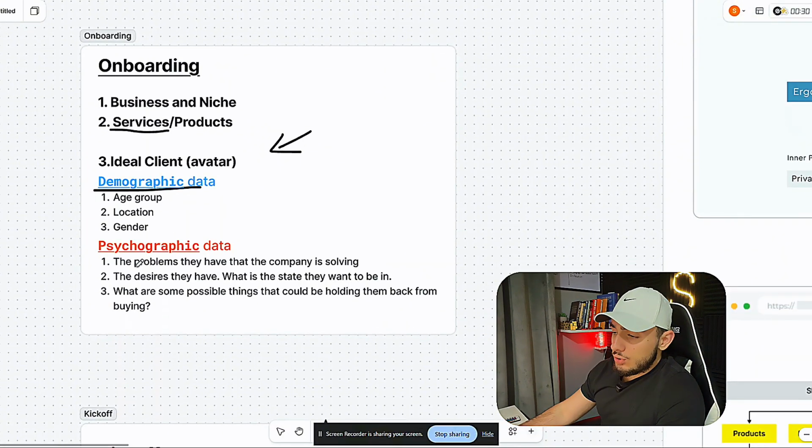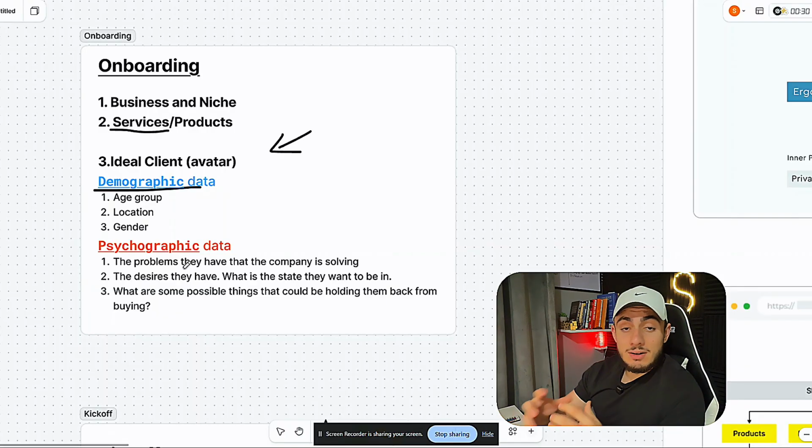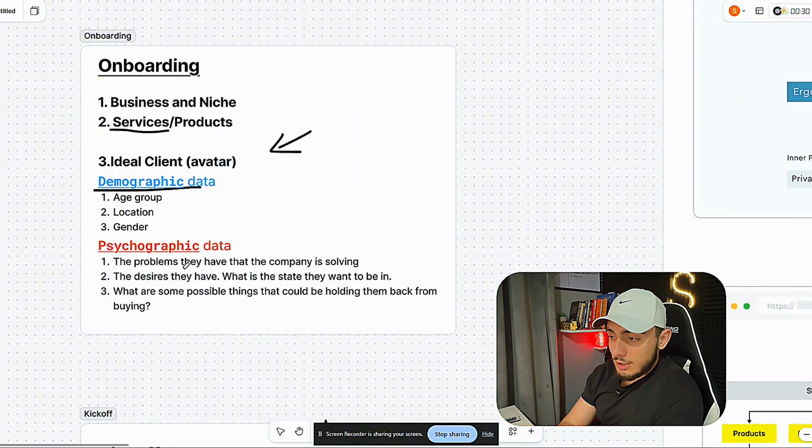So you need to understand, one, the problems that their ideal clients have that the company or business is solving for them. And this is really going to uncover those pain points that the clients have, that you're going to eventually be able to use in your website.